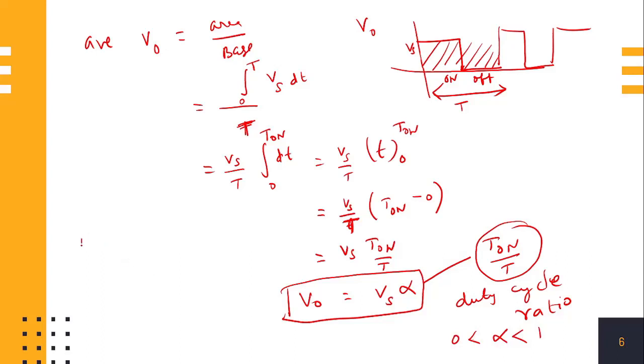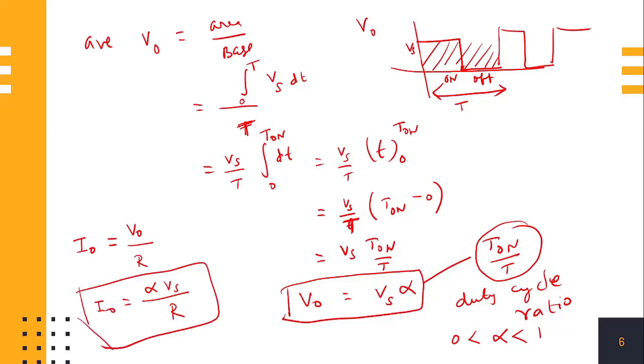Again, we will see the second equation, which is I0. I0 is nothing but the load current, that is voltage divided by resistor. So the voltage alpha into Vs, which is called V0, divided by R. This is the second formula you must remember: I0 is equal to alpha times Vs divided by R.